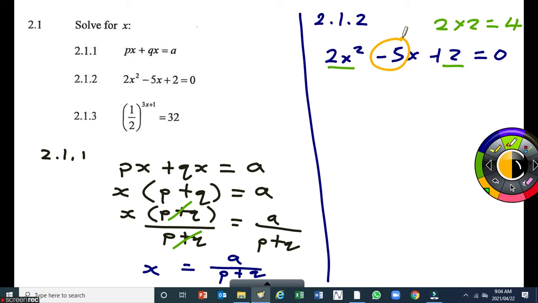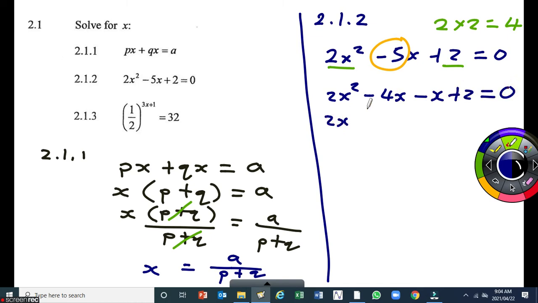Any positive number has got both positive factors and negative factors. You must know that. So, minus 4 times minus 1 gives me a 4. Minus 4 plus minus 1 gives me a negative 5. Okay? So, I can rewrite that as 2x squared minus 4x minus x plus 2 equal to 0.